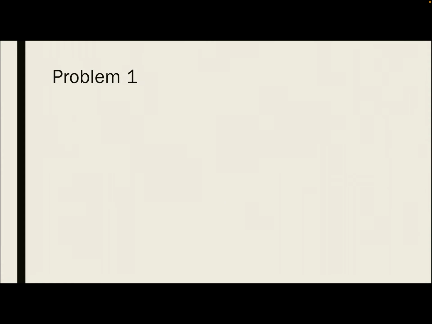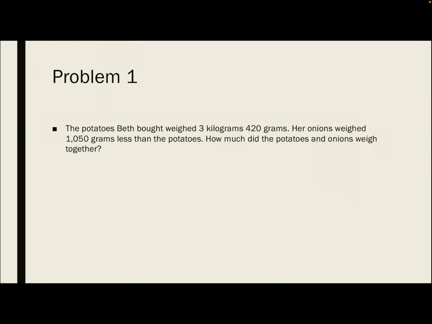So let's go ahead and get started with problem number 1. Problem number 1 reads, the potatoes Beth bought weighed 3 kilograms, 420 grams. Her onions weighed 1,050 grams less than the potatoes. How much did the potatoes and onions weigh together?